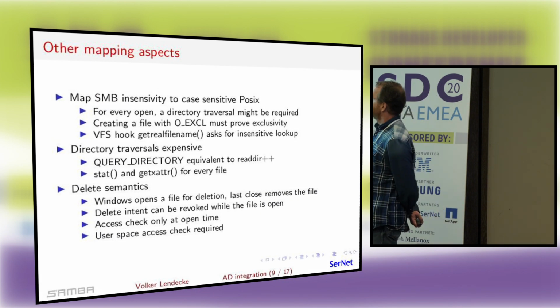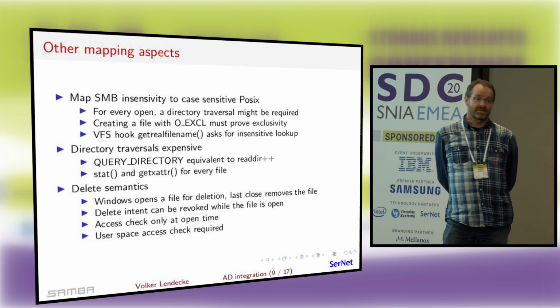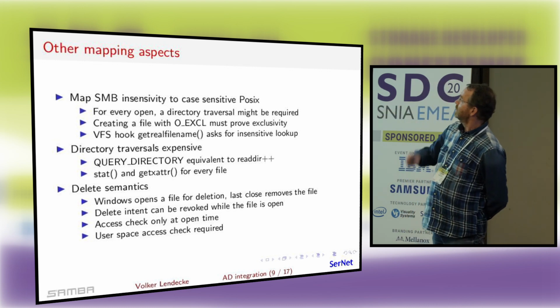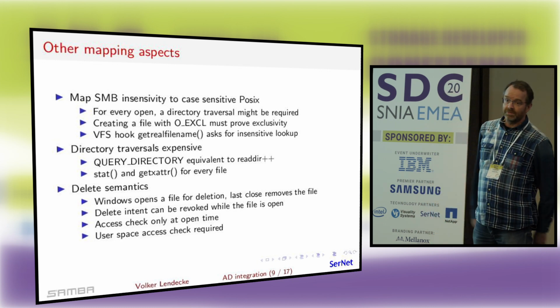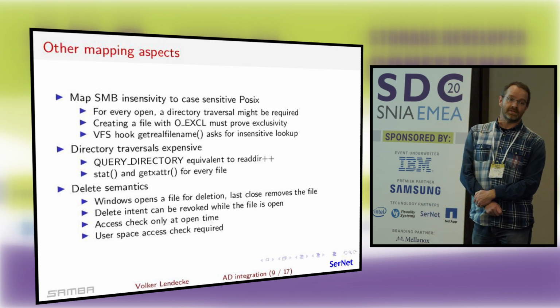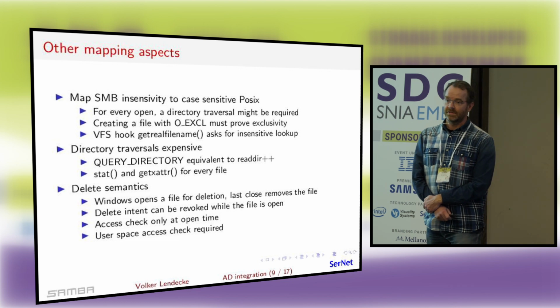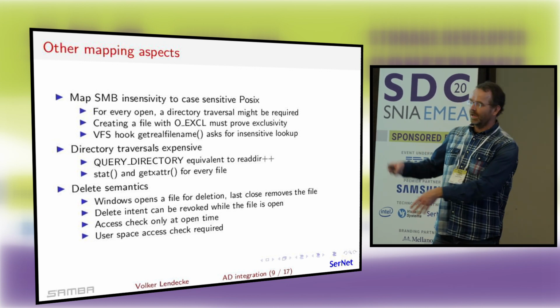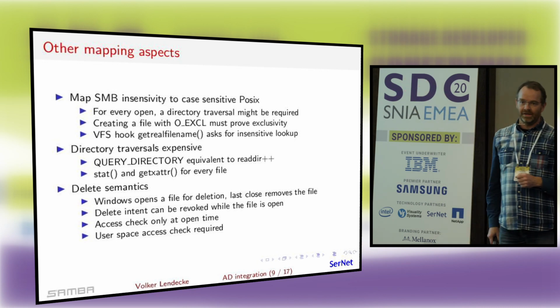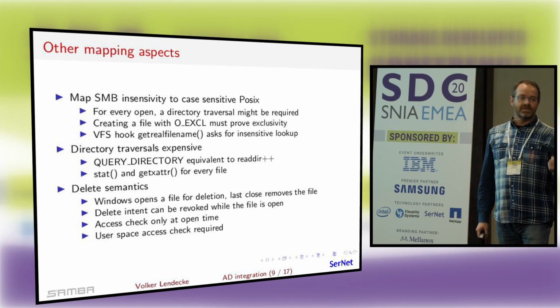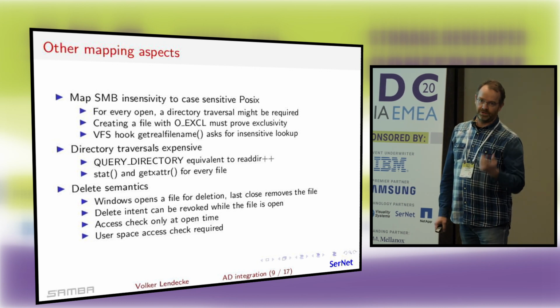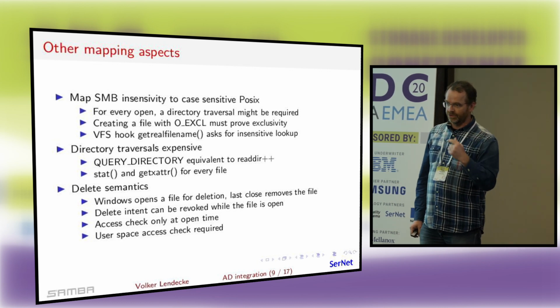So, other bits and pieces. Case sensitivity. Take away from this: for fshook get real file name, get us a case insensitive indexed search on directories. That's the major take. And I could talk about this for a while. Case insensitivity for us is expensive. Get us an indexed search for uppercase, lowercase, agnostic.